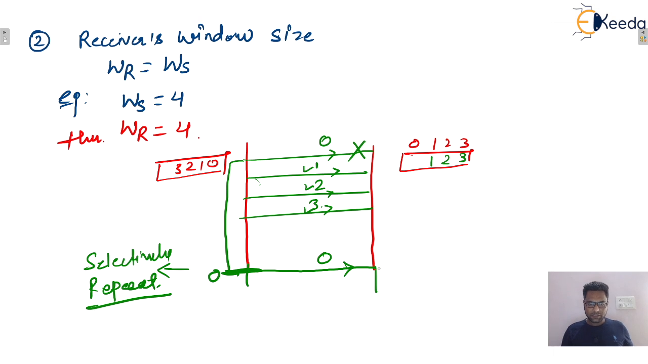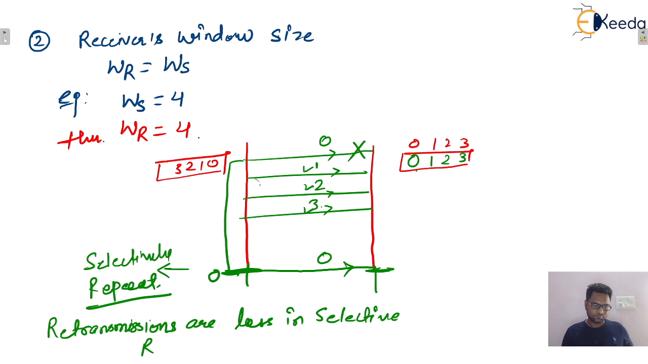I hope now at this point we can say that the 0th packet will be received by the receiver, isn't it? Now you tell me, if we compare go back N and selective repeat, we can say that the number of retransmissions is less in case of selective repeat, isn't it? So you can note down this point: retransmissions are less in selective repeat. Okay, so let us take one more example.